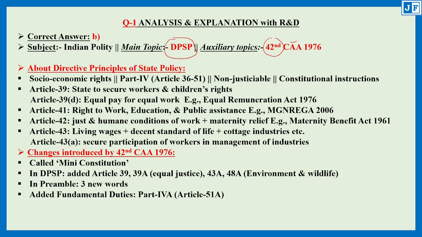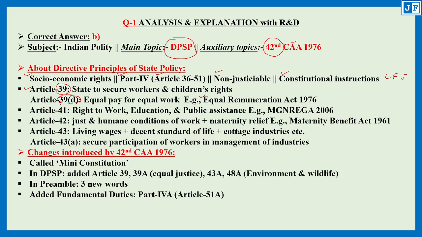DPSPs are socio-economic rights which are mentioned in Part 4 of Indian Constitution from Article number 36 to 51. These are non-justiciable in nature and these are constitutional instructions to the state regarding their legislative, executive and judicial functions. Article 39 of DPSP mentions that state to secure workers and children's rights. It also provides for equal pay for equal work in 39D. In this regard, government has enacted Equal Remuneration Act 1976.